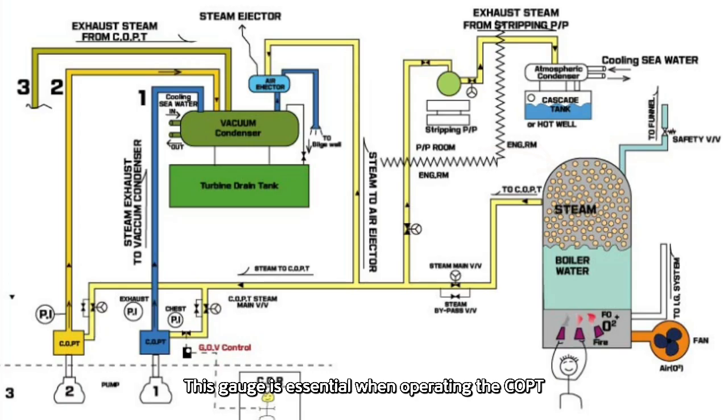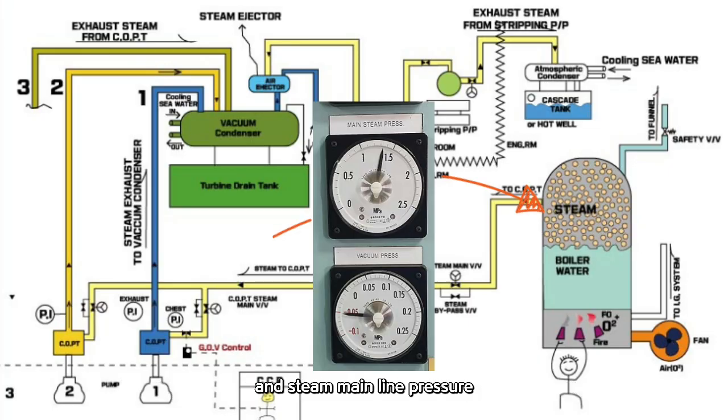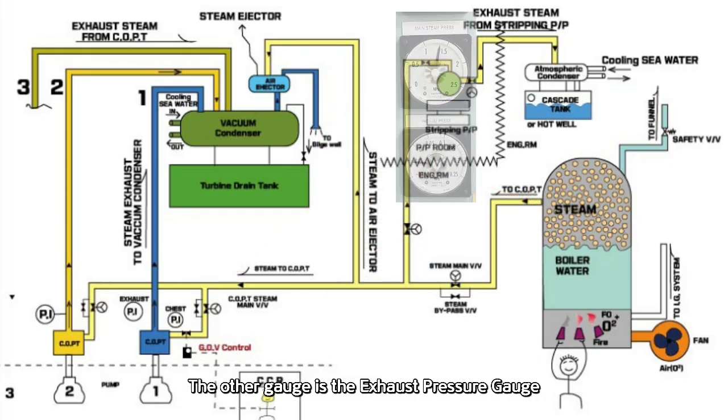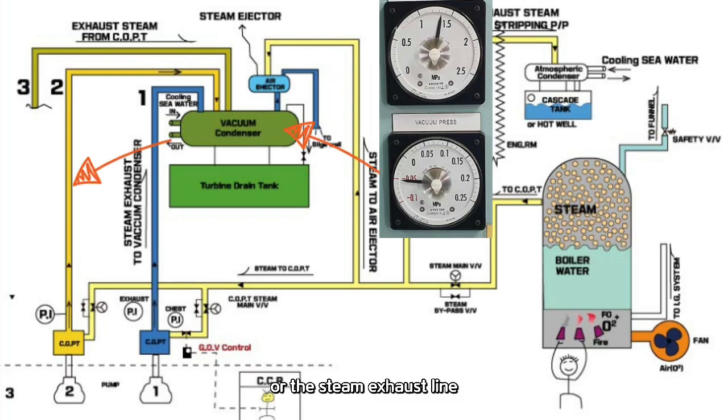This gauge is essential when operating the COPT, the steam-driven cargo pump, because it allows you to monitor real-time changes in boiler pressure and steam mainline pressure. The other gauge is the exhaust pressure gauge, which lets you observe the vacuum pressure in the vacuum condenser or the steam exhaust line.